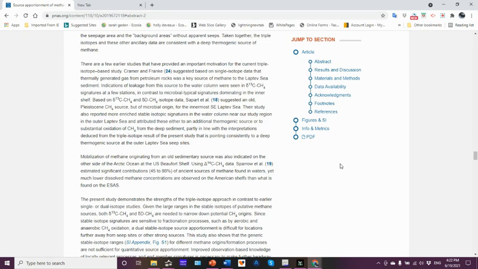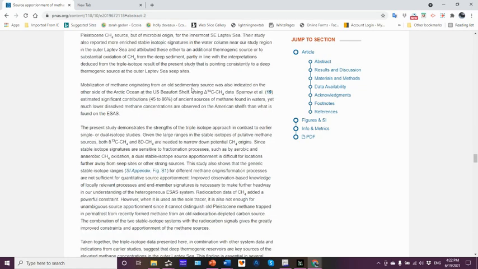So what they're finding is that the outer shelf, just before it becomes a slope, has a thermogenic source, whereas other studies indicated that closer to shore, there is a biogenic source for the methane. So it's not one or the other. It's both.